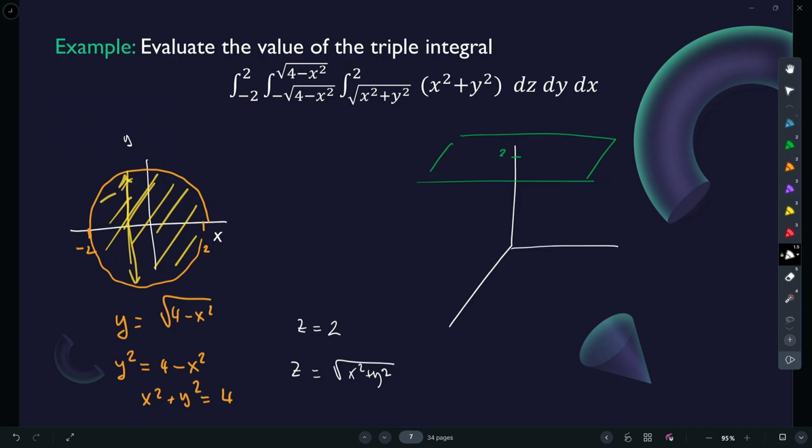If you take cross sections for y equals 0, what do I get? I get the square root of x squared, which is the absolute value of x. So the cross sections when y is 0 look like two straight lines. And when x is 0, I also get two straight lines like this. And when I cut off at z equals 2, I get the circle of radius 2.